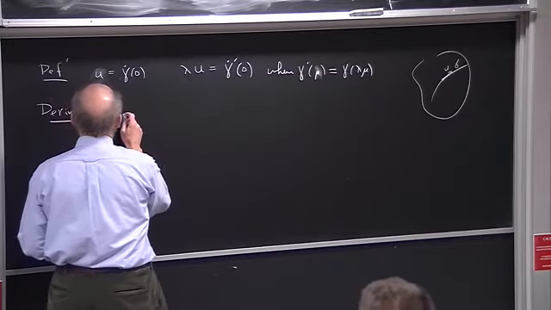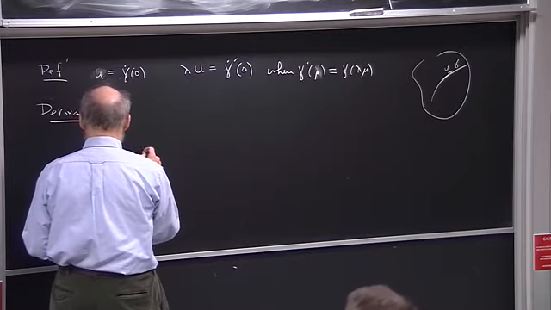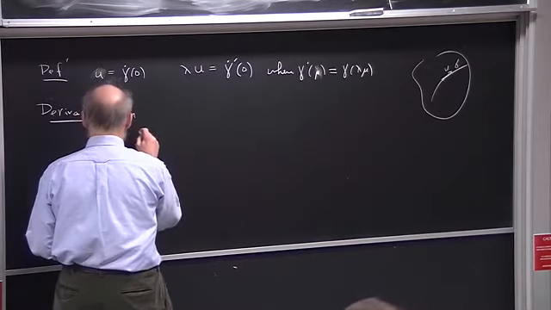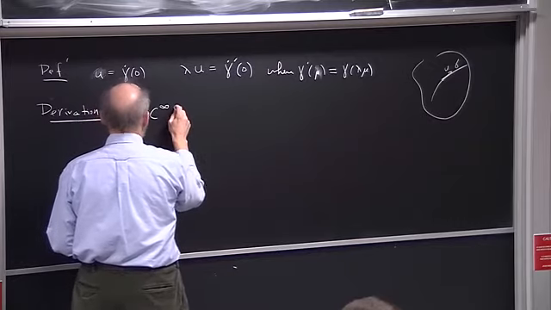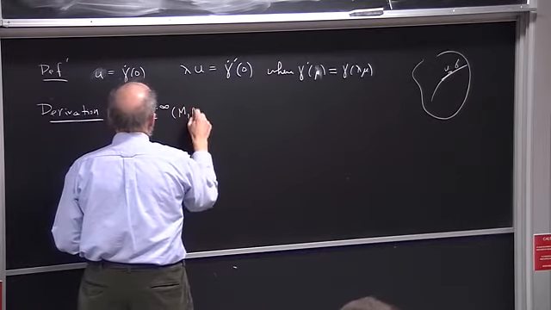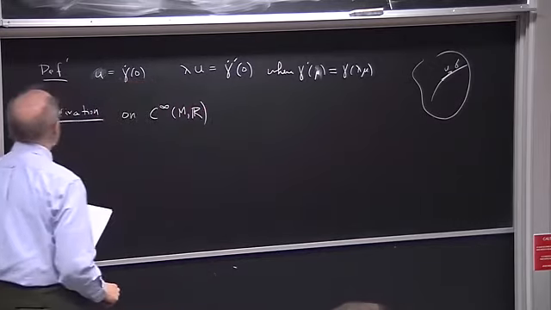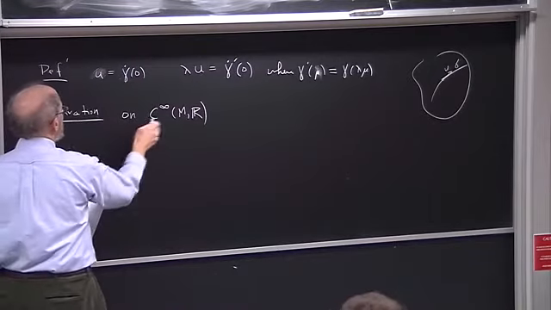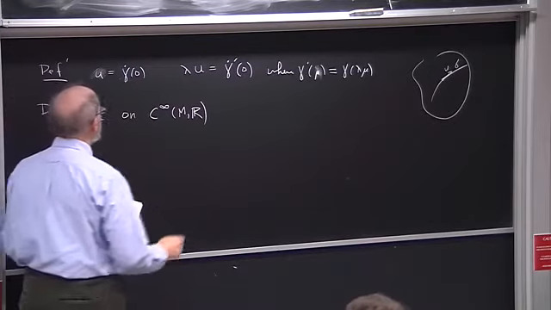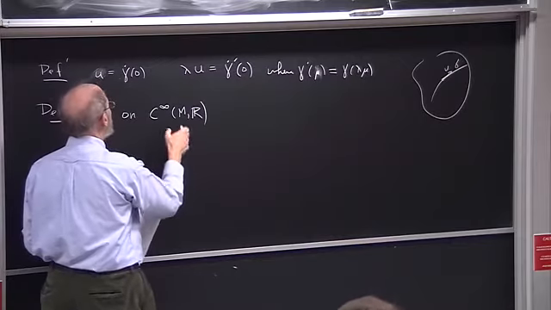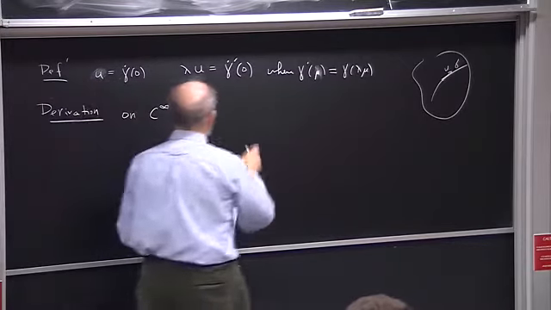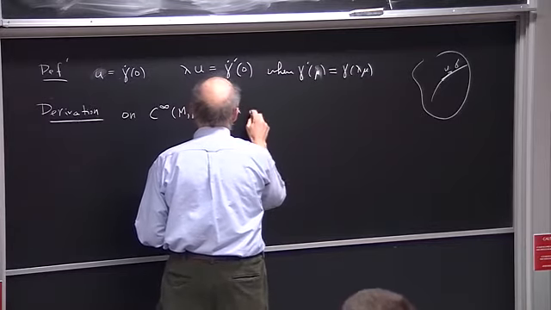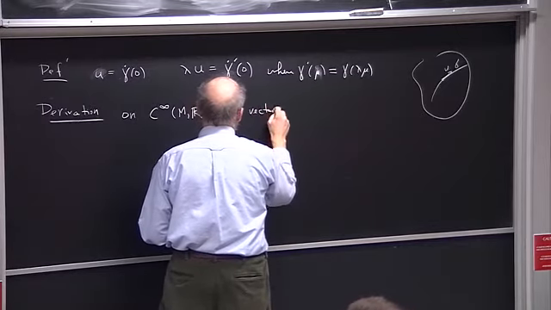I have to define what's called a derivation, which I'll do in a second. Maybe I won't. The statement is that a derivation on the space C infinity of M, R, which is the space of smooth functions from M to R, is a vector field.